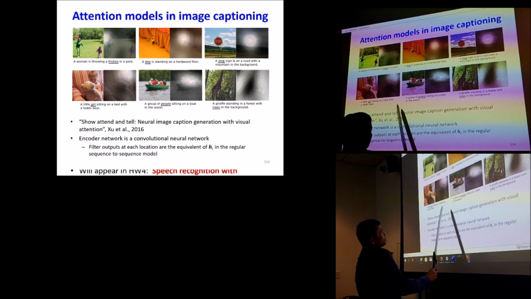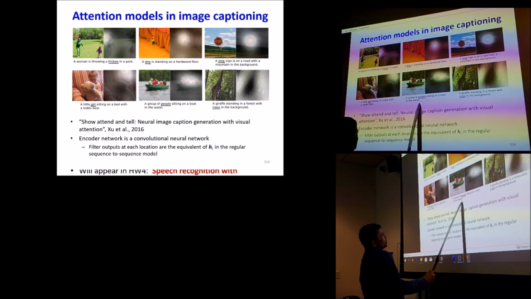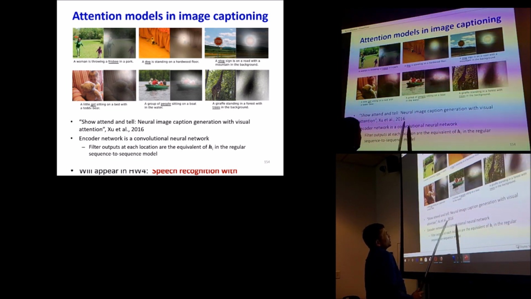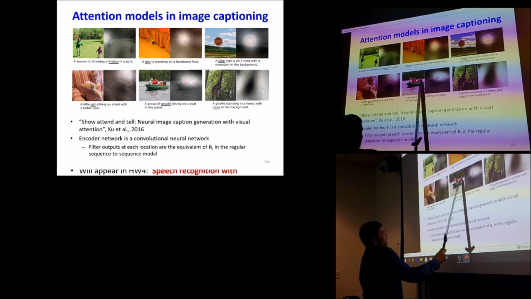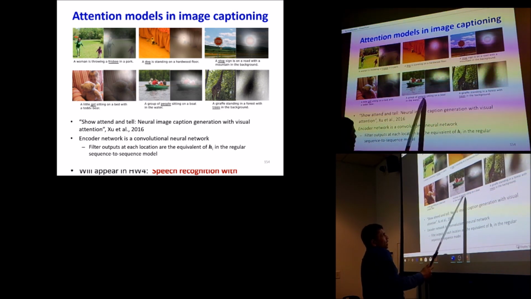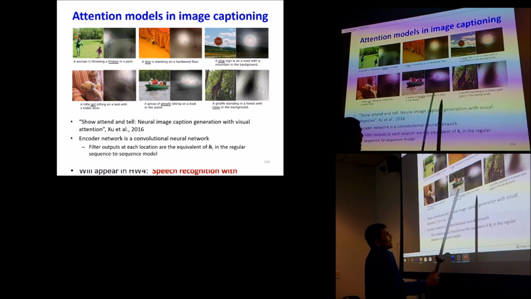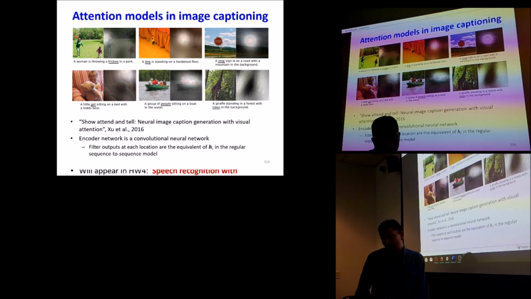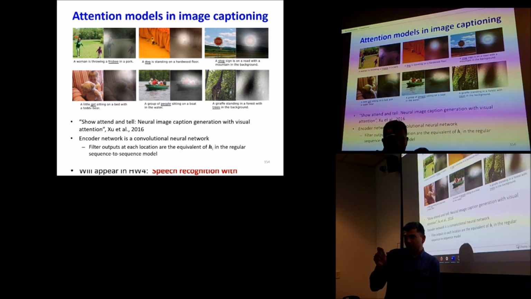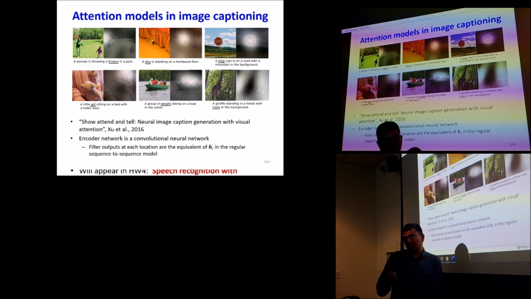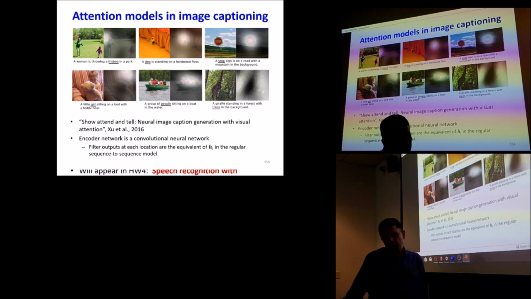Or a group of people sitting on a boat in the water. The attention-based model was used to generate a caption for this image. And if you look at the attention map that was used when producing the word people, it actually focuses on people, and so on. The attention mechanism is actually able to pick up the appropriate portions of the input to highlight to produce the next word.